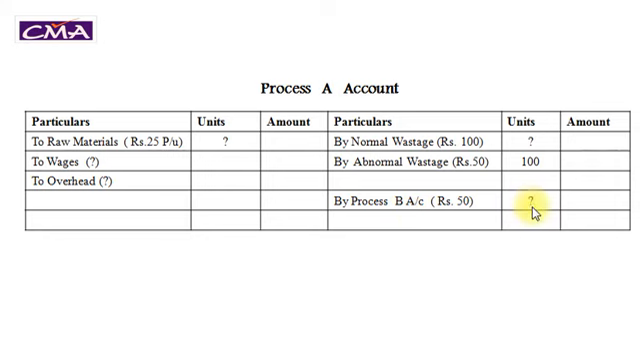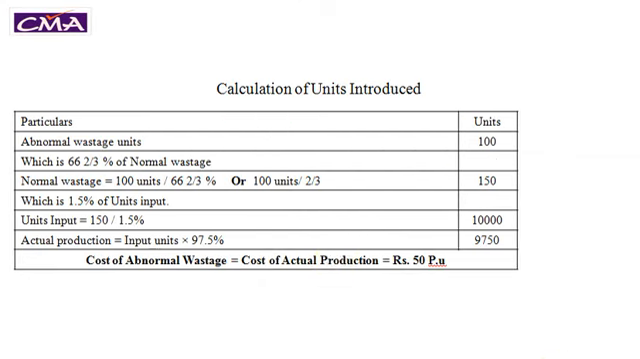So first of all, we will calculate all these missing data, and then finally we will get wages and overhead amounts of the process A account. Here is the working for units introduced in process A. Abnormal wastage units is 100, which is 66 and 2/3 percentage of normal wastages. Therefore our normal wastages would be 100 units divided by 66 and 2/3 percentage, or 100 units divided by 2/3, that is 150 units.